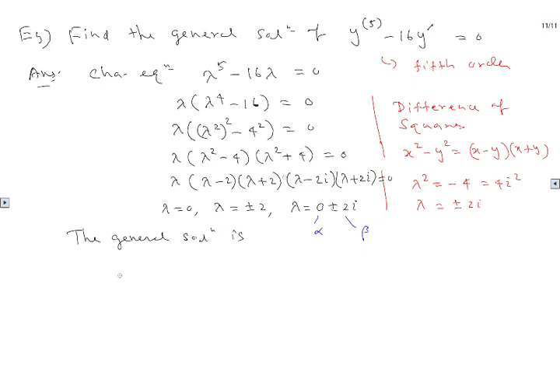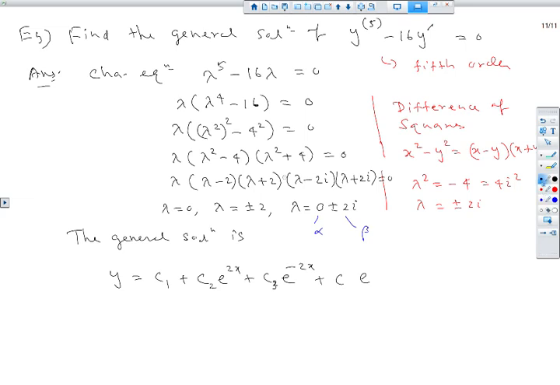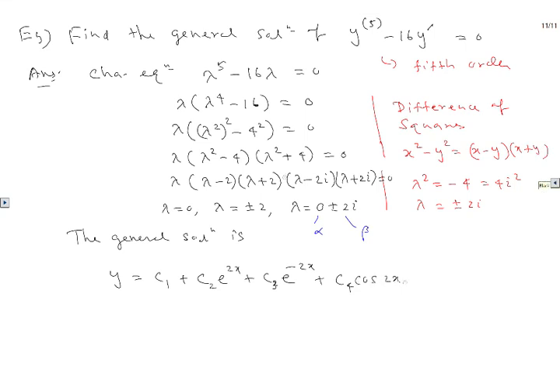The general solution is y equals c1 plus c2 e to the 2x plus c3 e to the negative 2x. That's coming from the first three roots: 0 corresponds to c1, then 2 and negative 2. Then we have the complex one, so e to the 0x, which is 1, so we can ignore that. So we have c4 cosine 2x plus c5 sine 2x. There's no e term here because e to the 0 is 1. So you only have cosine and sine. Perfect. Okay, so that's the general solution for that.